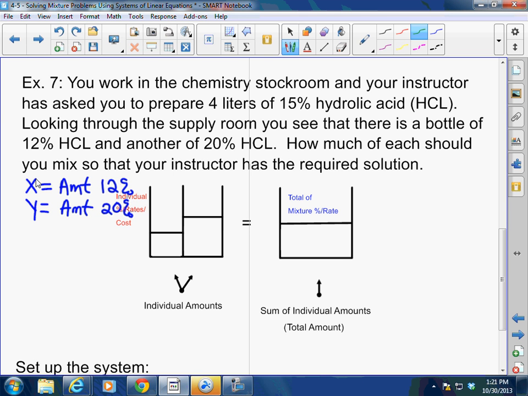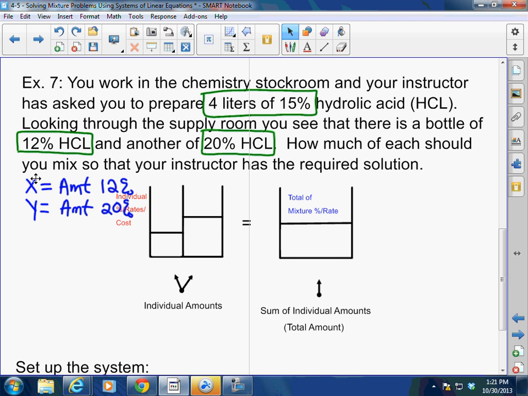Okay, because they tell you, they has asked you to prepare 4 liters of 15%. Looking into the supply room, there is a bottle of 12% HCl, which is my X, and another of 20% HCl, which is my Y. A lot of people do mess up like that because they don't read. Be careful. Thank you, sir.